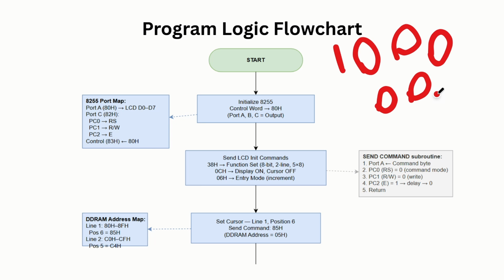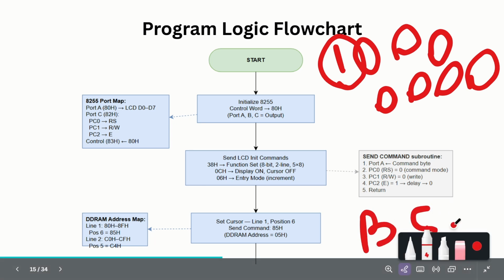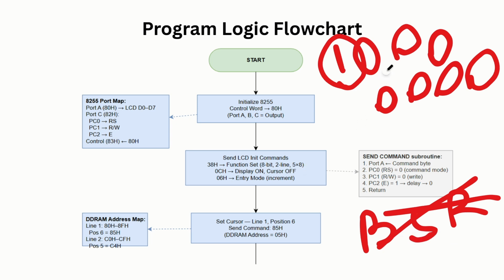The MSB being 1 means that this is a mode set operation, and this is not a bit set reset operation. And then the remaining bits encode mode 0 for all ports, and all the ports as output ports, which is necessary because we are only writing to the LCD and we are not reading anything from the LCD. So because of that, we don't need any kind of input modes.